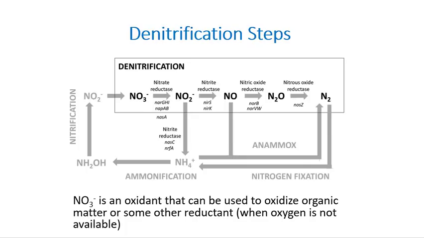You can see the enzymes responsible for carrying out each step above the arrows, and some of the genes that code for those enzymes below the arrows. Denitrification is distinct from dissimilatory nitrite reduction to ammonium because the products are different. Denitrification produces N2 gas, while DNRA, dissimilatory nitrite reduction to ammonium, produces ammonium.